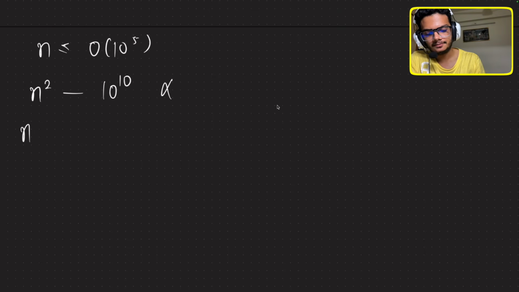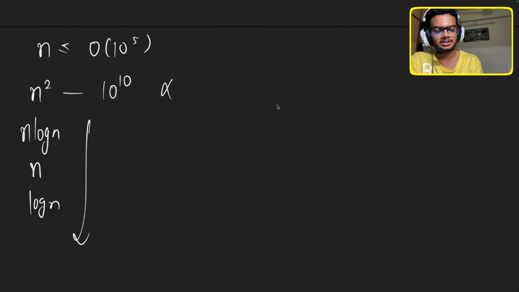Then can we do n log n? Yes, we can do n log n because n log n will be less than 10^8. Similarly, we can do n log n, and so on and so forth. So we have to do something better than n squared.